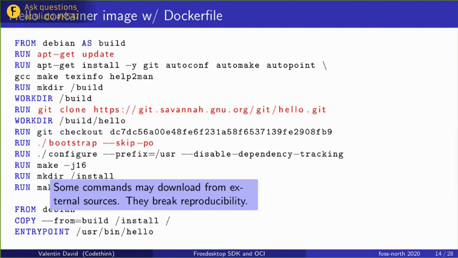And the bootstrap command here will download sources from the internet, which is not very good. And it's hard to have control on that because the default configuration to build a Dockerfile is to have a network, and we don't really want that. It's not that good.